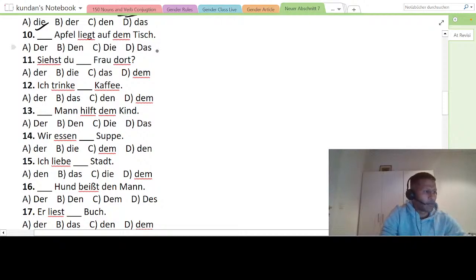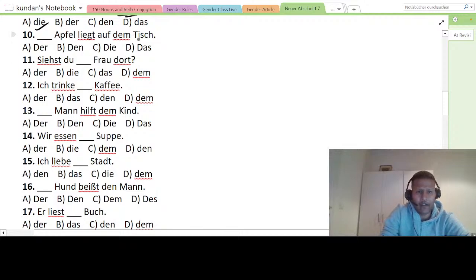So this will be den Lehrer because it is what? Der Lehrer will become den Lehrer in accusative. And it is not dative. We are not touching any dative in this class, because we have not learned that. So now let us see question number 10.